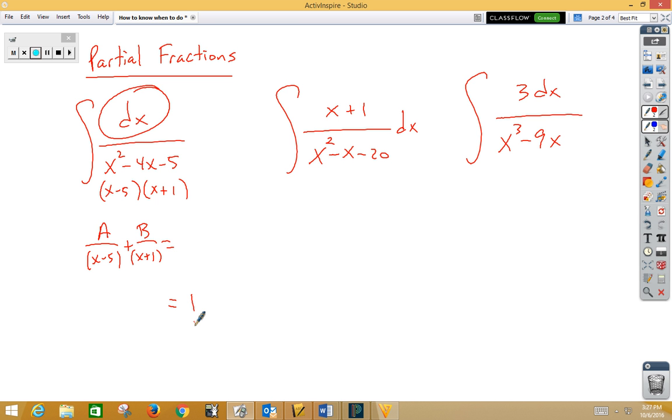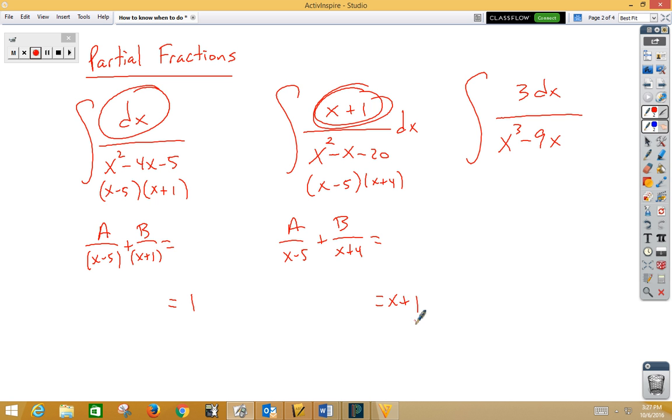In our second one, we have an x plus 1. So again, if we factor x minus 5, x plus 4, we've got our a over x minus 5, our b over x plus 4. And again, setting that equal to x plus 1 after we make our like fractions.